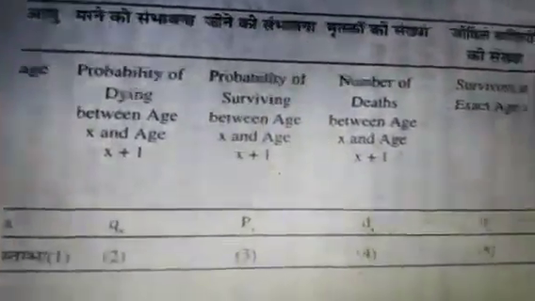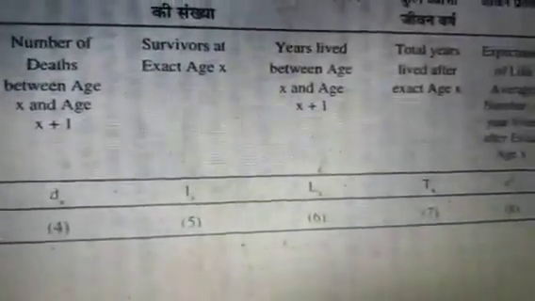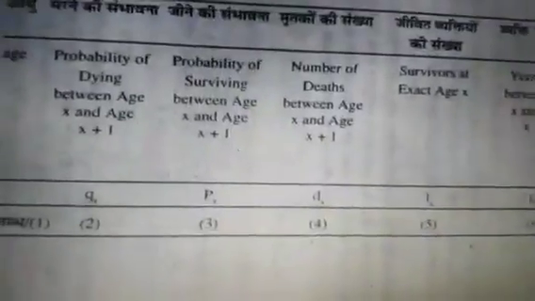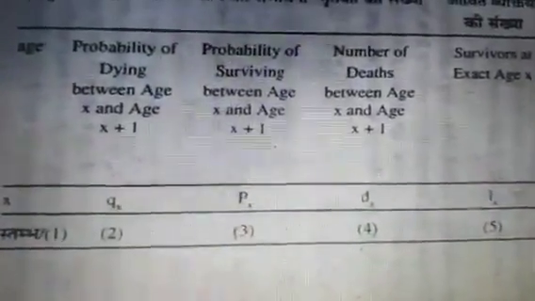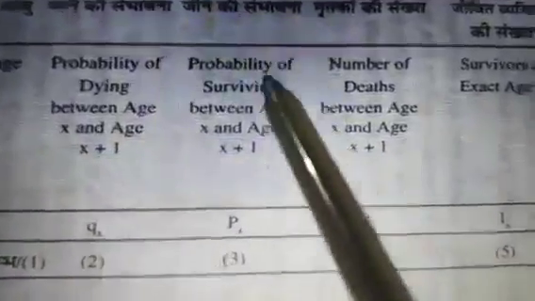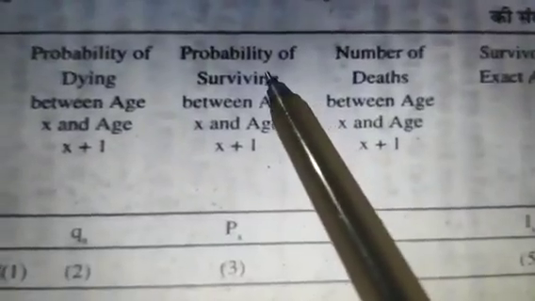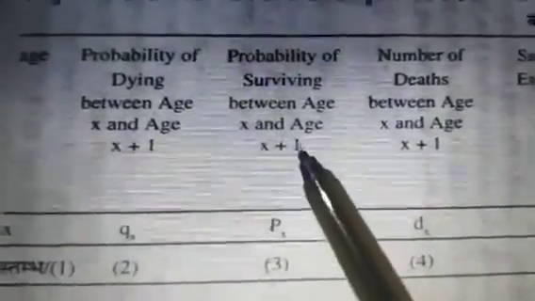There are many columns of the life tables, and at the undergraduate level you have to understand only about these columns. For example, first is age, second is probability of dying, third is probability of surviving between age x and age x plus 1.